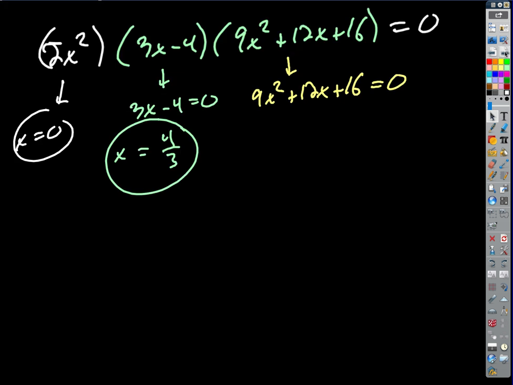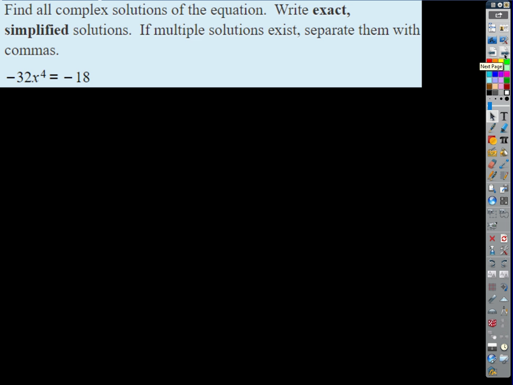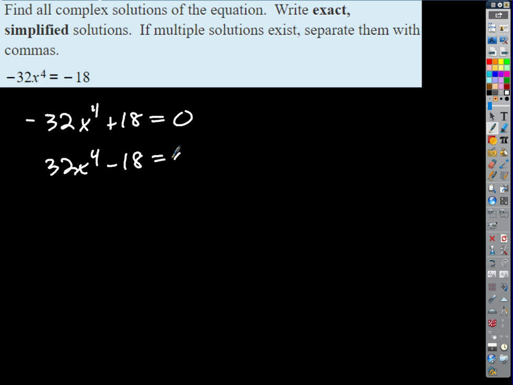Okay, let's look at one more of these. How about one like this? Okay, first step is what? Add 18. Add 18, good. Okay, so we're going to get negative, oh, see, it's the glitch. Set it equal to 0, now what? Okay, multiply by -1, good idea. So 32x to the 4th minus 18 equals 0, now what?